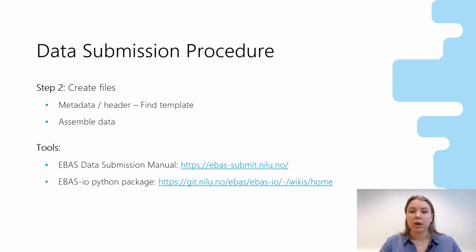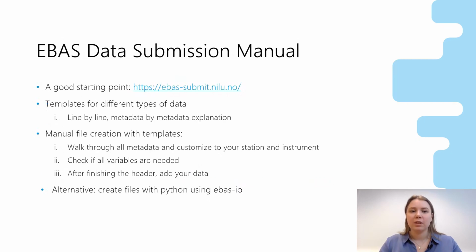The EBAS IO Python package provides a way to generate files with Python and includes templates for specific variables in Jupyter Notebook. The EBAS data submission manual is a good starting point for creating files, both if you do so manually or if you do it with Python. The data submission manual provides information on frameworks, a getting started guide, templates for different types of data with line-by-line, metadata by metadata explanation.